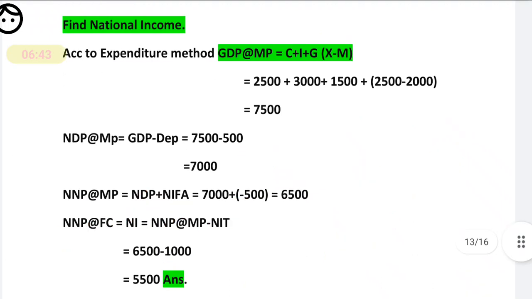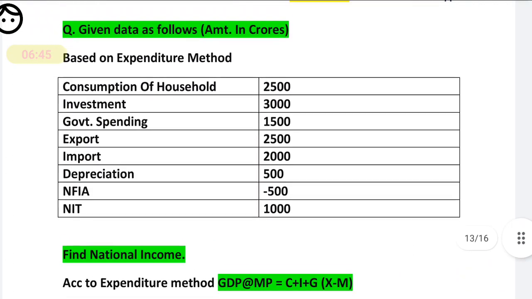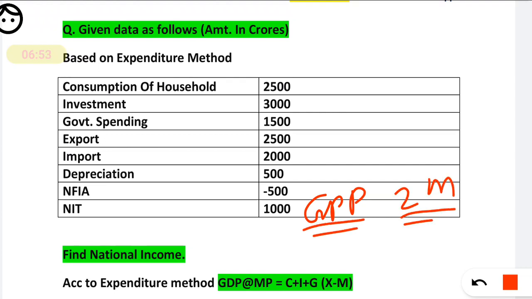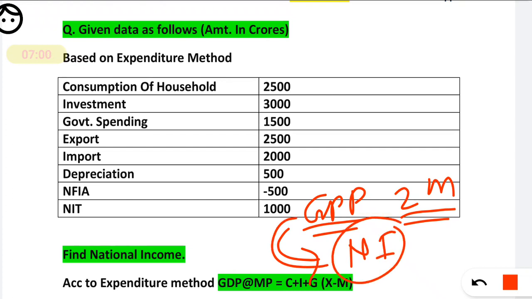Now you can try this for practice. They will give data, and based on that they generally will not say calculate only the GDP. If they say only calculate GDP, it is only for 1 or 2 marks. They will say compute the national income, right? So you have to move from GDP to NNP at factor cost. Okay, so that will carry more marks.